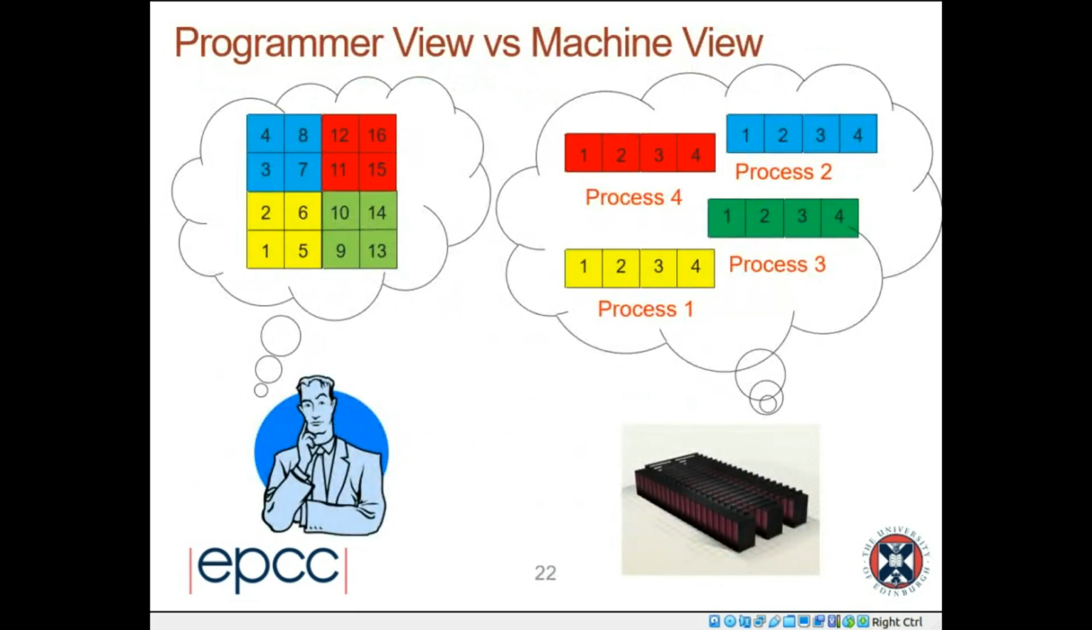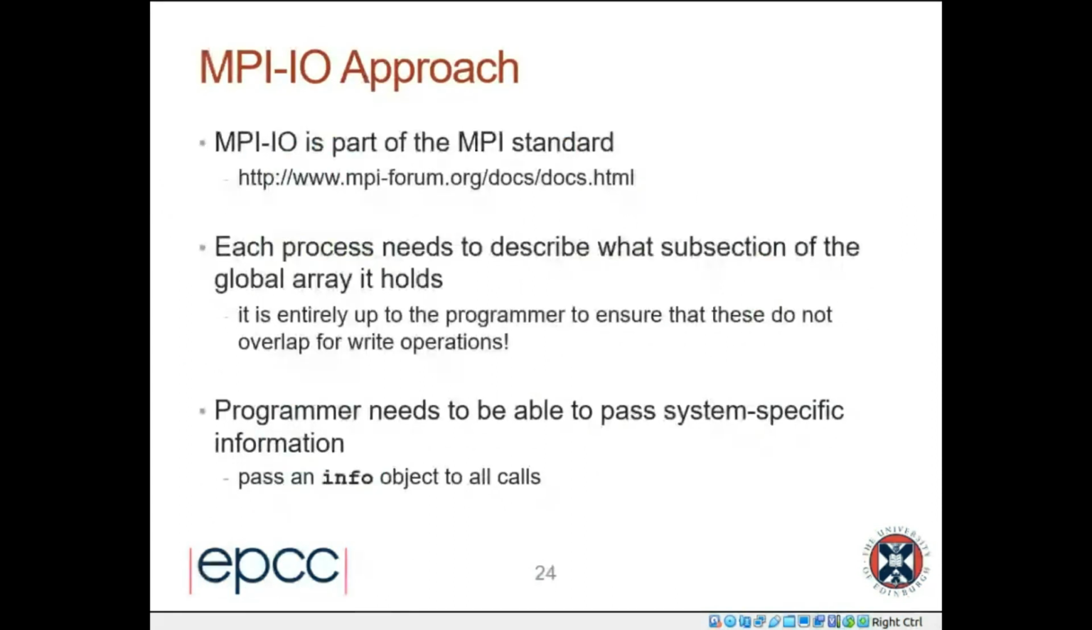Although you think that your data is distributed across a 2D array, the computer, and this is actually a picture of Hector, an ancient computer, all it sees is 4 processes, each with arrays of length 4. Your view of your data is very different, so you're going to have to tell the parallel file system, your I/O library, that the data is arranged in a particular pattern. By default, it doesn't know that, because that's a decision you, the programmer, have made deep inside the bowels of your MPI program.